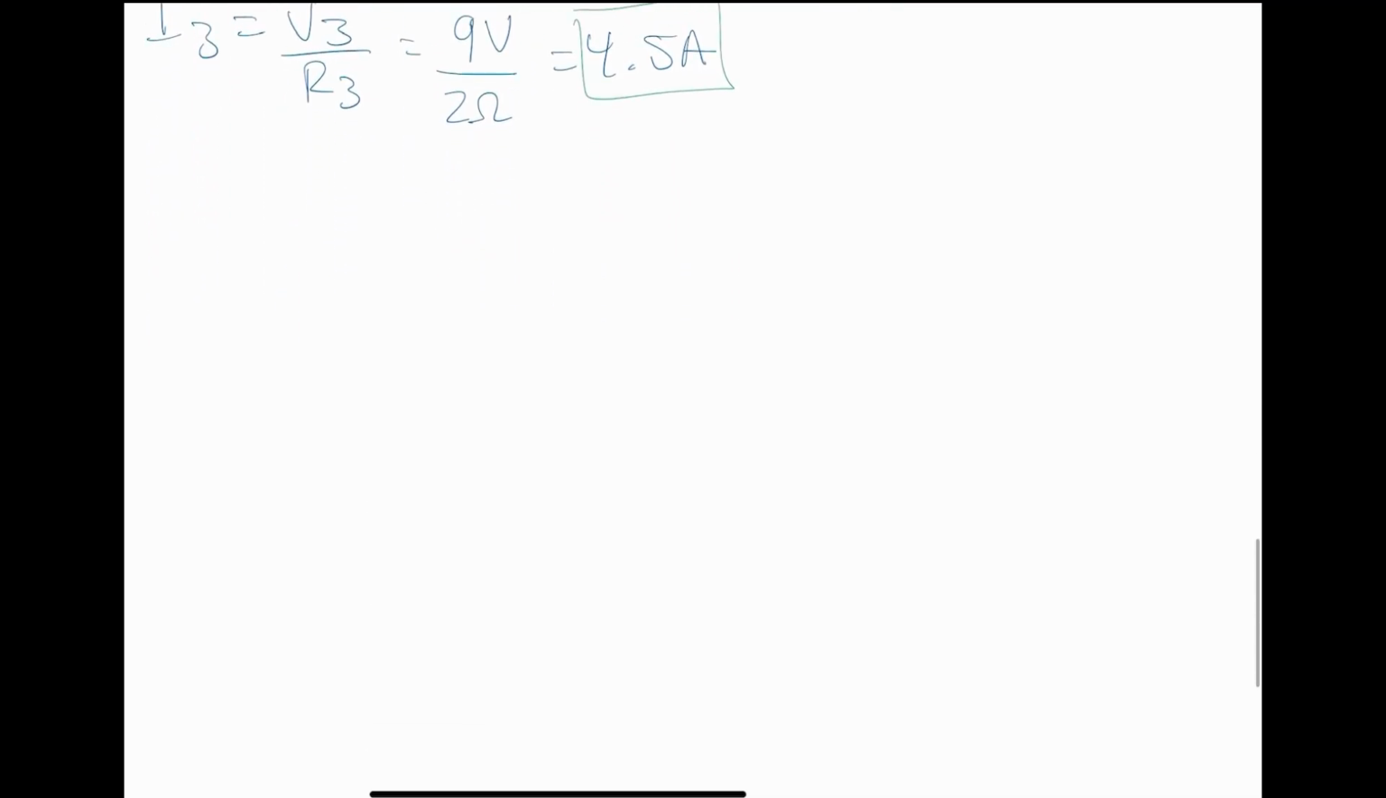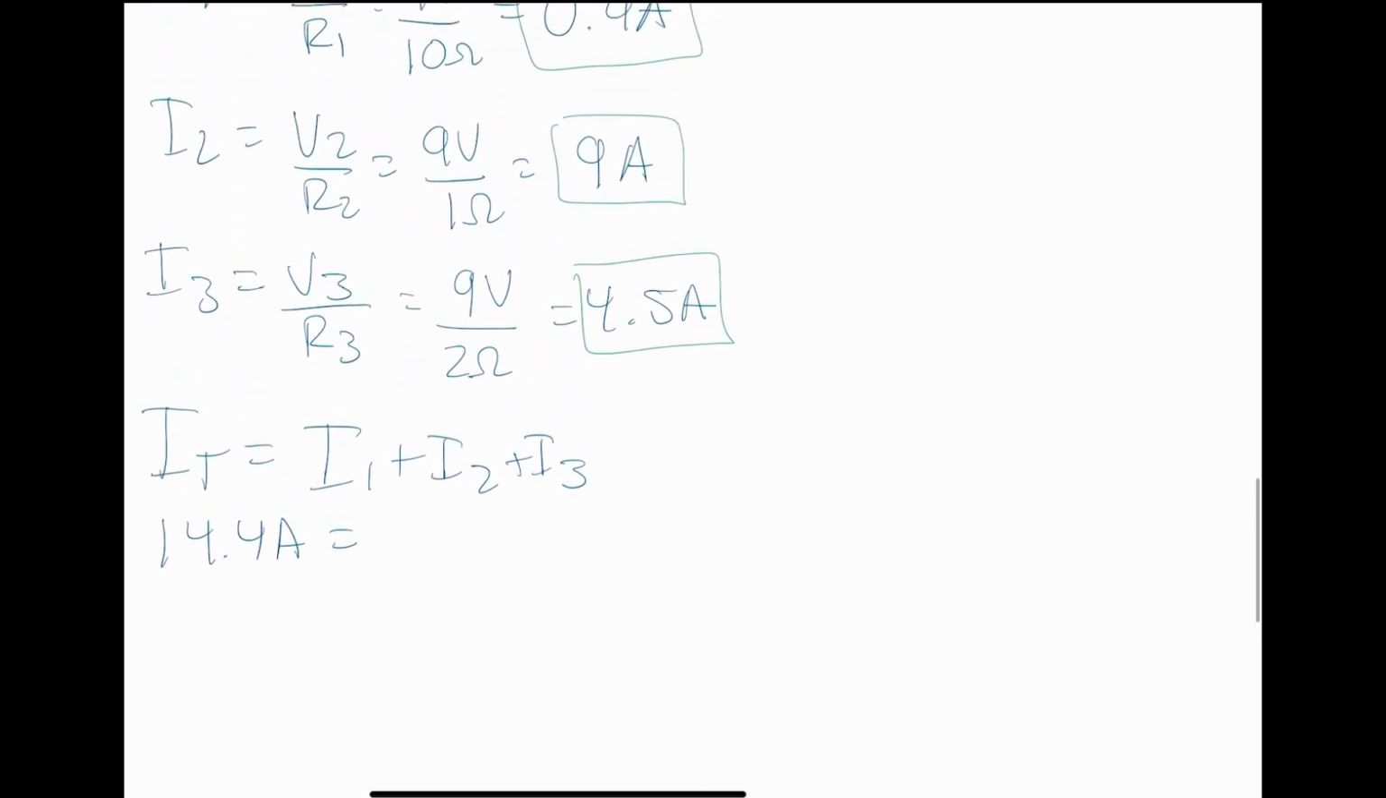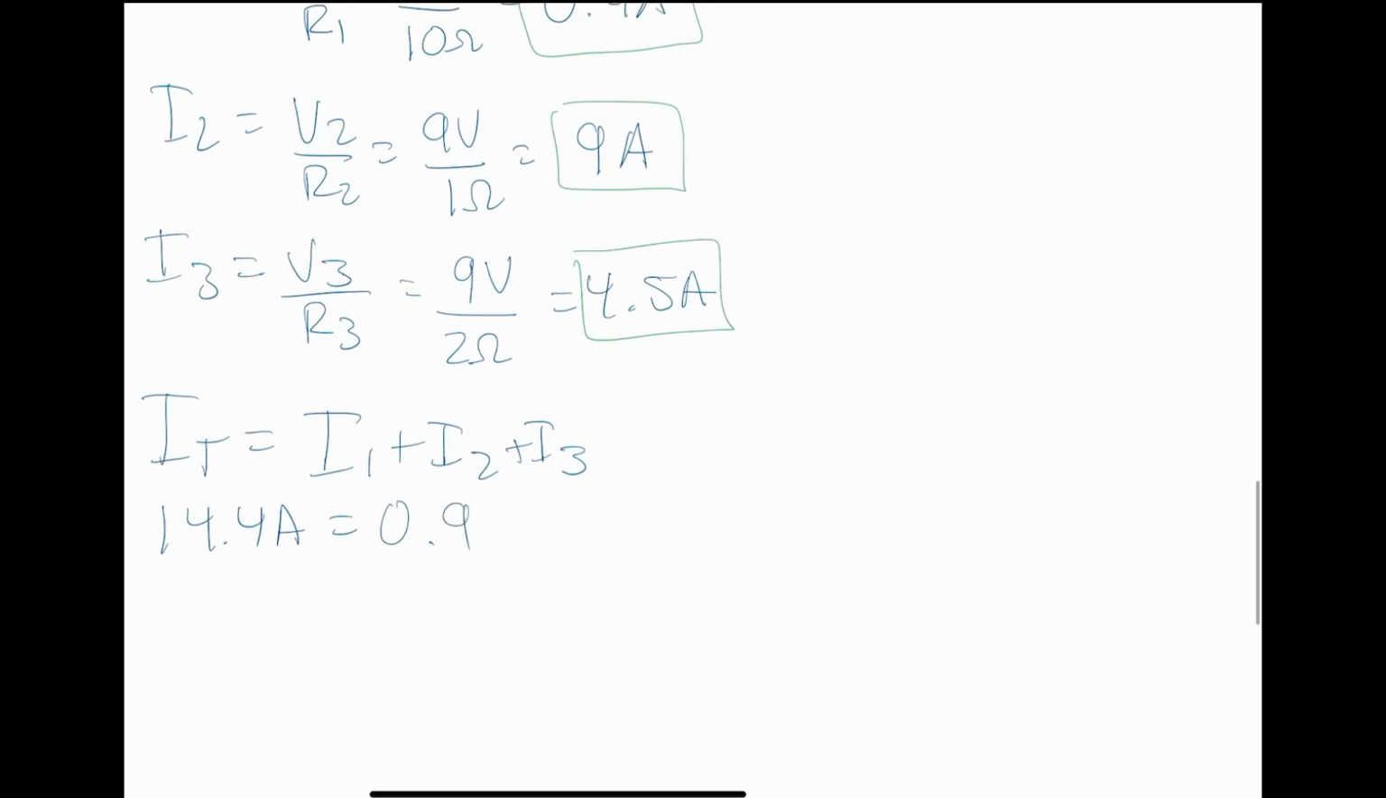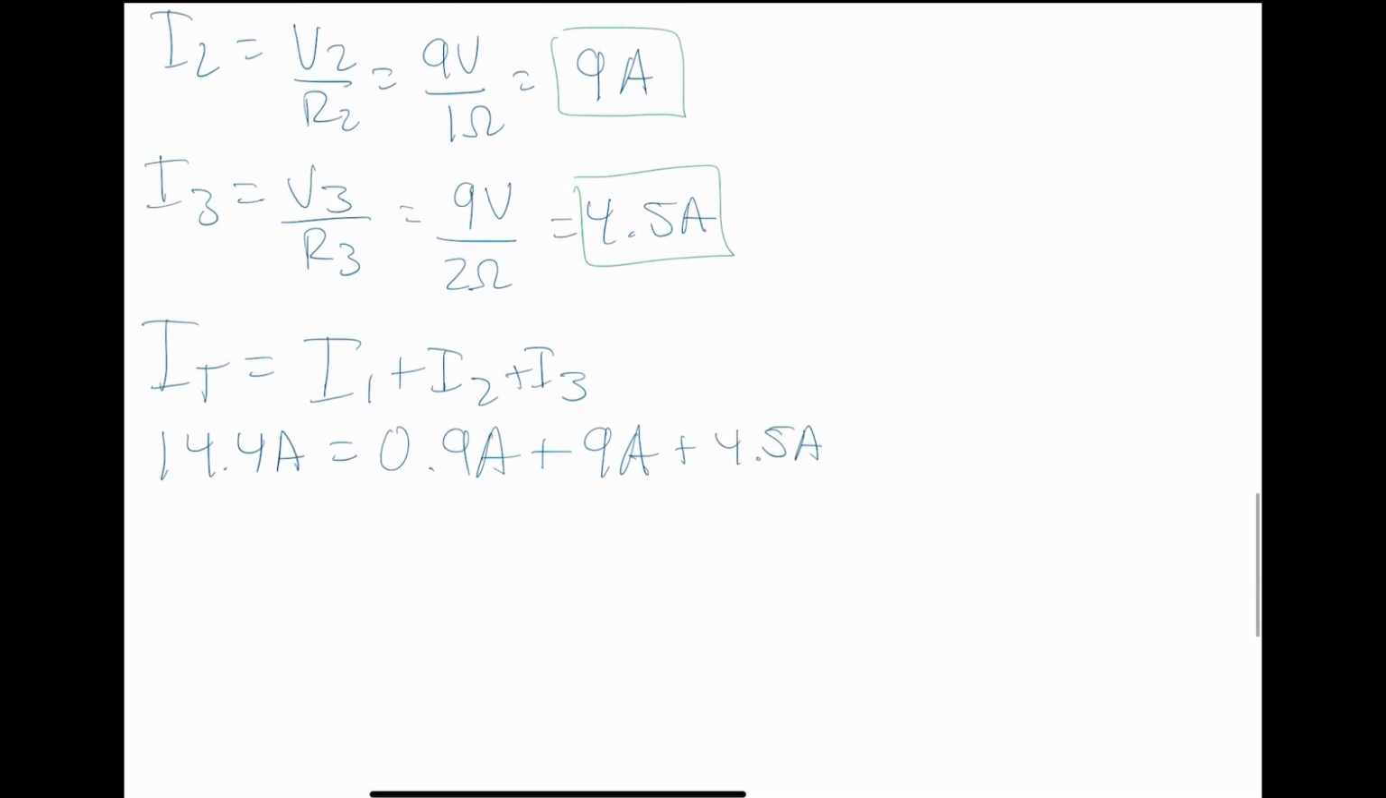Now, using Kirchhoff's law, we know that IT is equal to the sum of all the individual currents. So we were given 14.4 amps of current at the beginning, and we use our solved values, 0.9 amps plus 9 amps plus 4.5 amps, and we get 14.4, and our check is right.